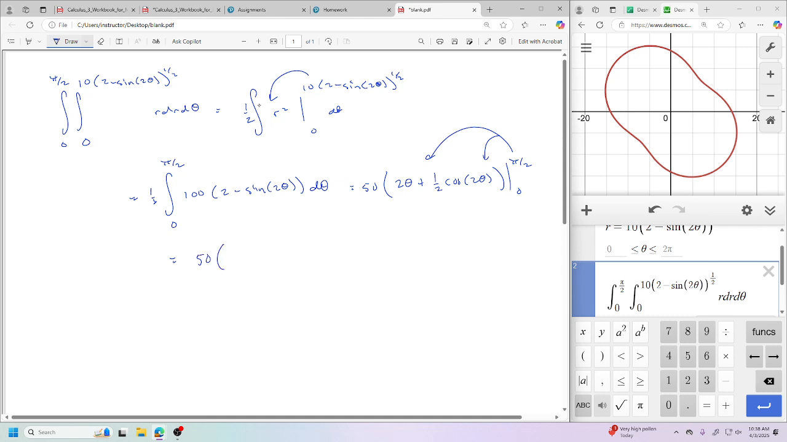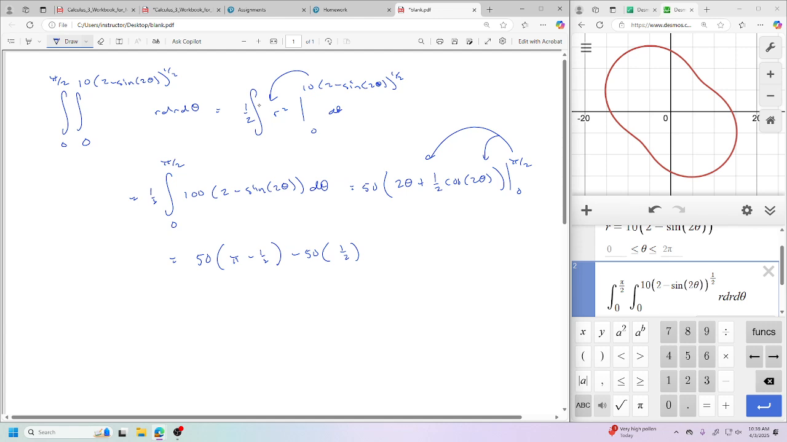So I did skip a little bit of steps right there. Cosine at pi is -1. So -1/2. And then plugging in the 0, cosine of 0 is a 1. So we actually just get a 1/2.